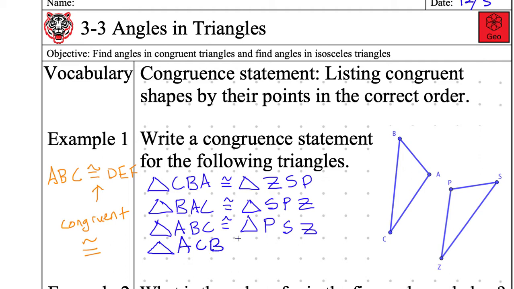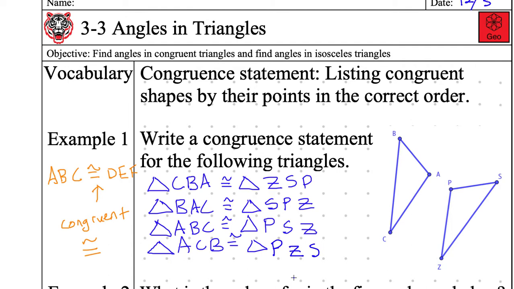ACB. Nice. Triangle ACB is congruent to triangle... Not quite. Okay, so A matches with S? That's not quite right. A should match with P. So try it again. So it's not SCP. It should be... A matches with what? P. There it is. PZS. Thank you.